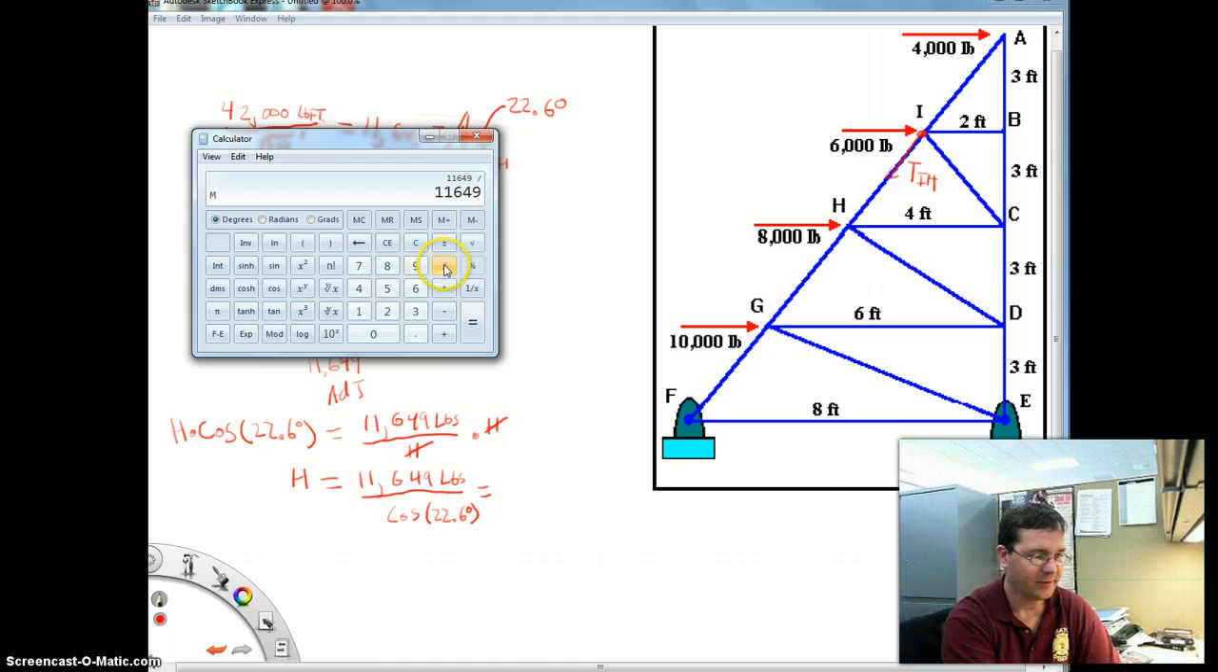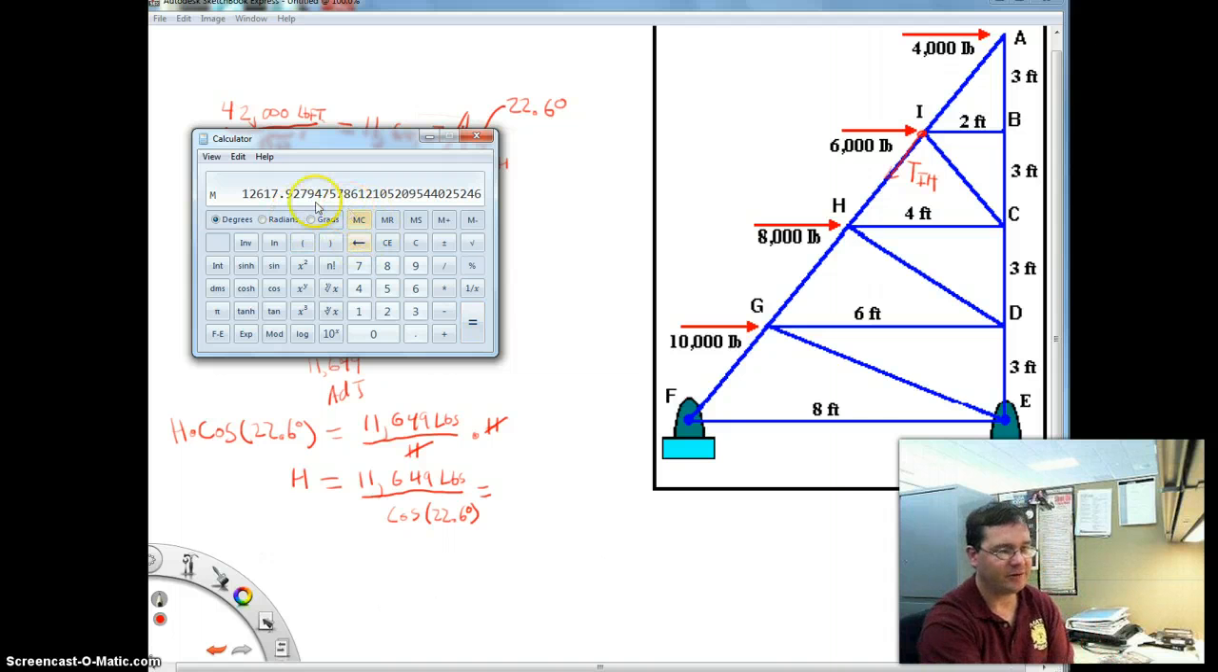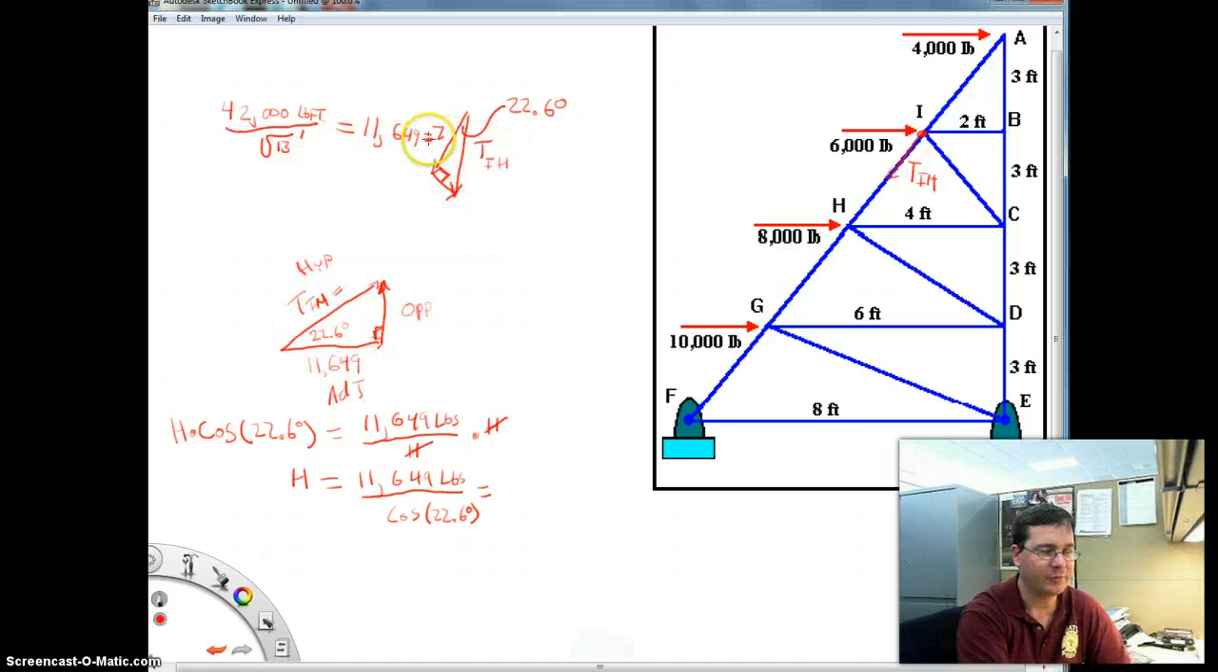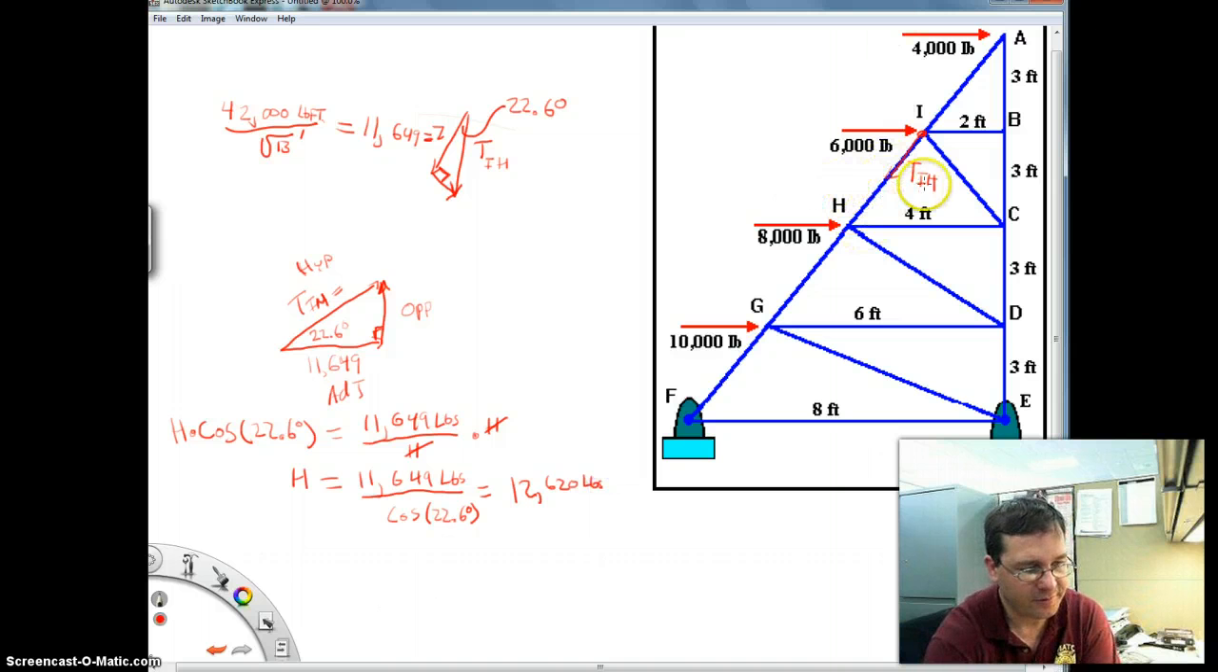I'll say 11,649 pounds divided by, recall what's in the memory, which is that. And I find that the tension in member IH is about 12,620 pounds, give or take. So the tension in IH is 12,620 pounds. Now let's see what else the problem asks us to find.